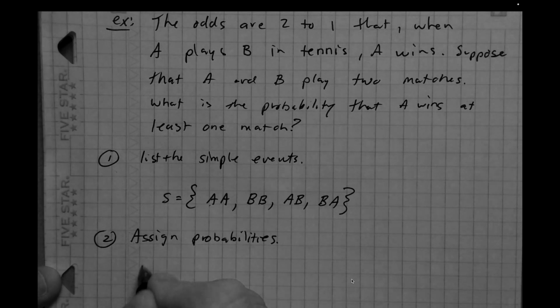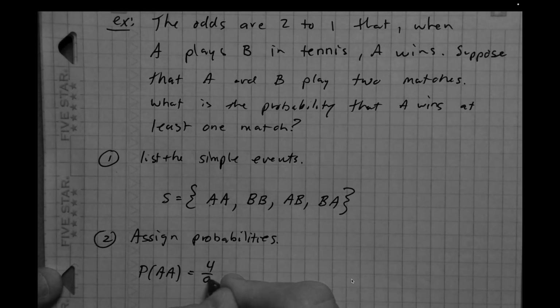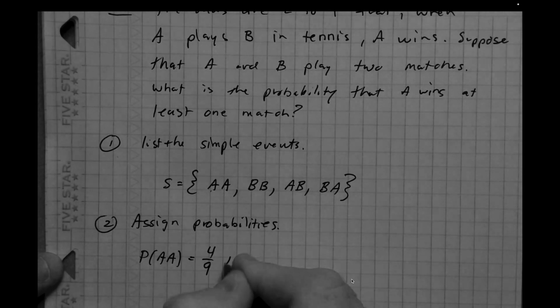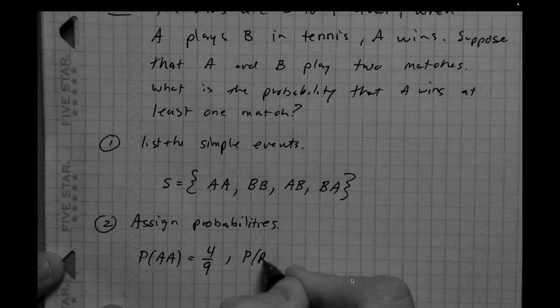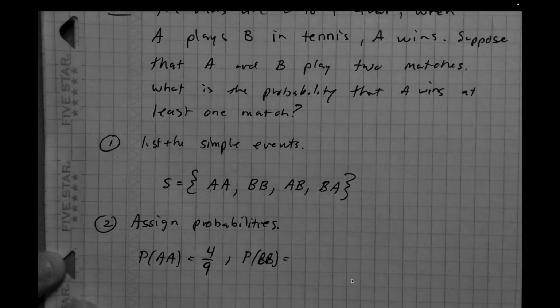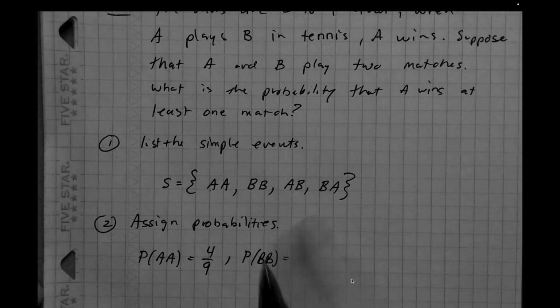And so the probability of A winning both matches, given the 2-to-1 odds of him winning any particular match, is 4/9. Okay. The probability of B winning both matches, given that B wins one match to A's 2, is 1 in 9.